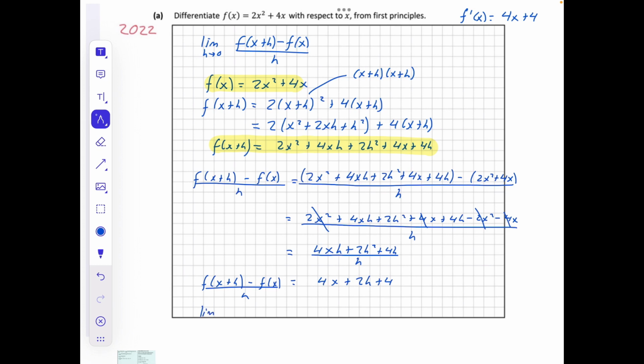Now, I've ignored the limit up until this point. We need to write that down. So we need to write down that we're going to have our limit as h goes to 0 of 4x plus 2h plus 4. So that 4x isn't going to be affected if h gets really, really small. Neither is the plus 4. But as h gets really, really small, that 2h is going to get really close to 0. So our final answer is 4x plus 4.